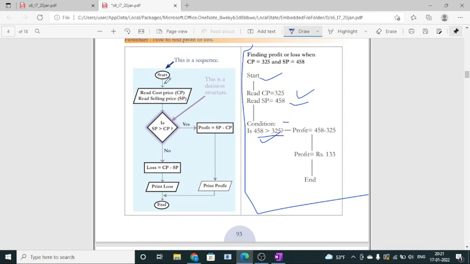So let's understand in syntax. We have started, read cost price CP, read selling price SP. Now, is SP greater than CP? If yes, then profit is equal to SP minus CP, and then directly we do one step, print profit. If no, then loss is CP minus SP, print loss. Understand this? This is the next step. This is a condition-based equation.